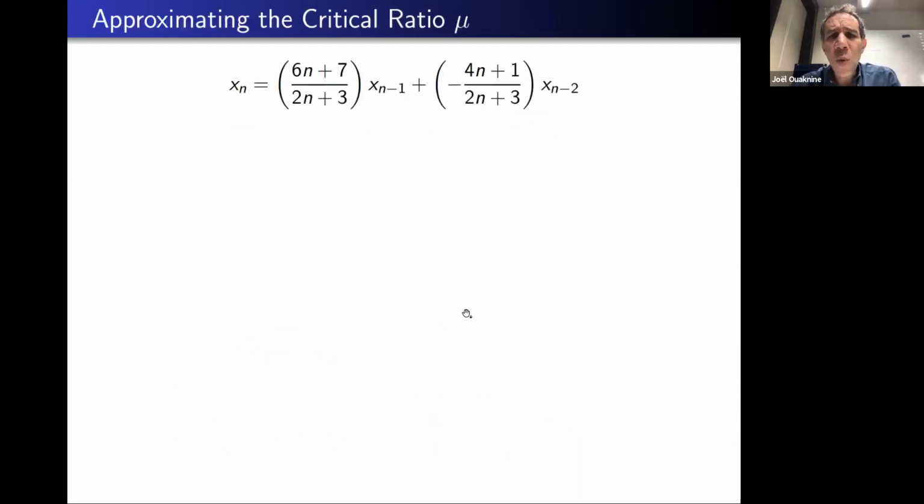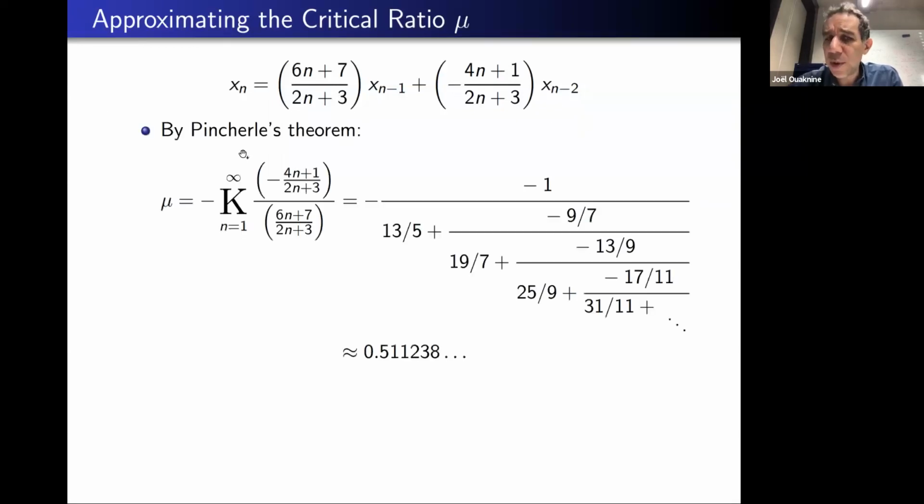Okay, so what about the critical ratio mu? How do you calculate this? Well, there is a way to approximate it. First of all, I've rewritten my recurrence by dividing by 2n plus 3, so I get this form of the recurrence instead. And now there is this general theorem called Pincherle's Theorem that expresses mu as an infinite continued fraction of these terms as n goes from 1 to infinity. I've written the first few terms here.